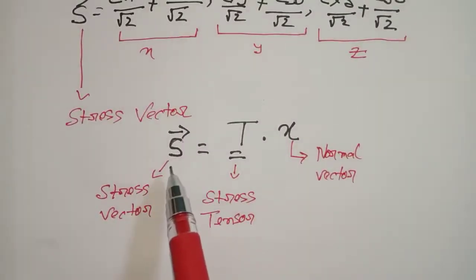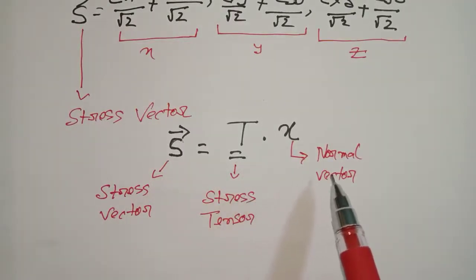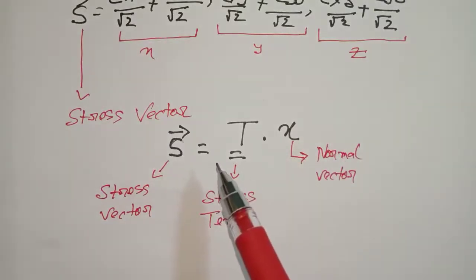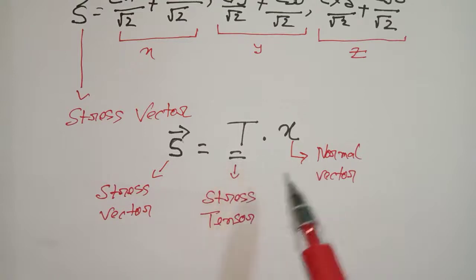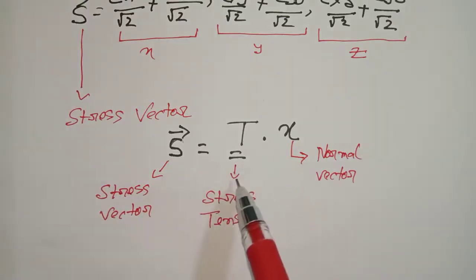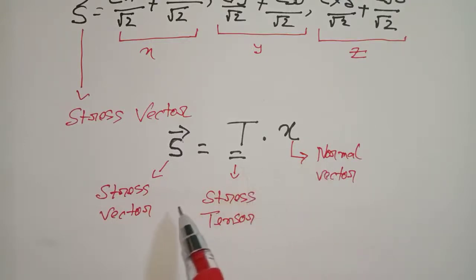So the stress vector equals the stress tensor multiplied by the normal vector, which is the x vector. The dot product of a vector and a tensor gets back to a vector. Here we are taking the dot product of the normal vector and the tensor, which gives back a vector. So if you want, you can just put it over here.